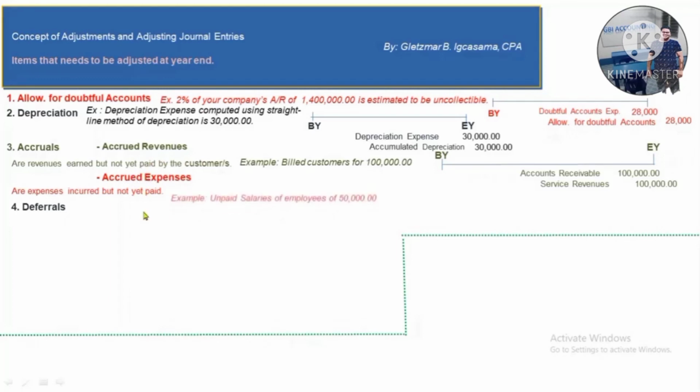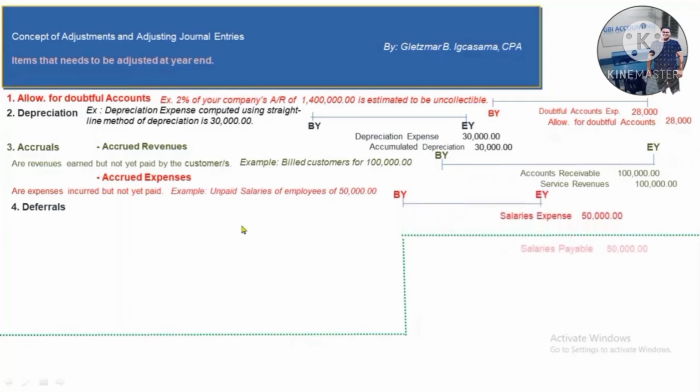So in our example, if we have unpaid salaries of 50,000, we are going to record it as debit salaries expense and credit salaries payable of 50,000. The last item are the deferrals. So there are two classifications of this.